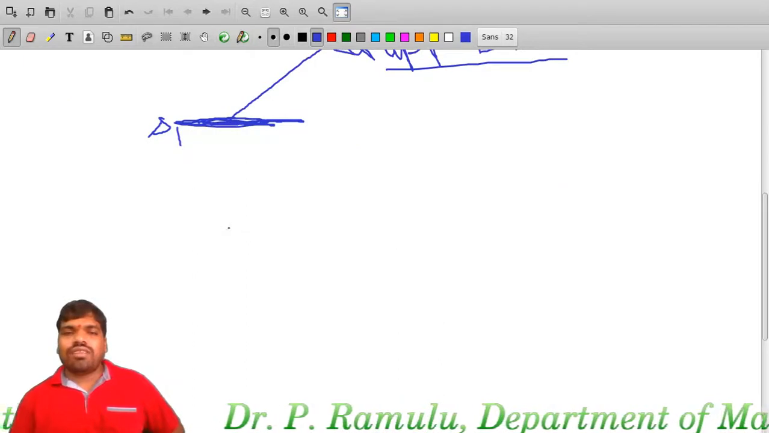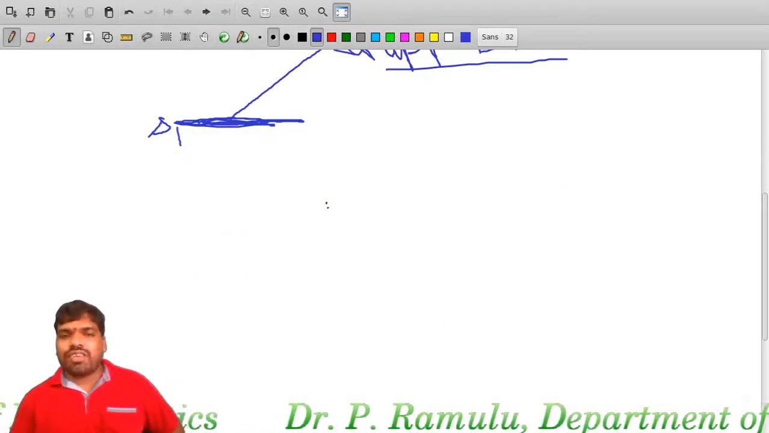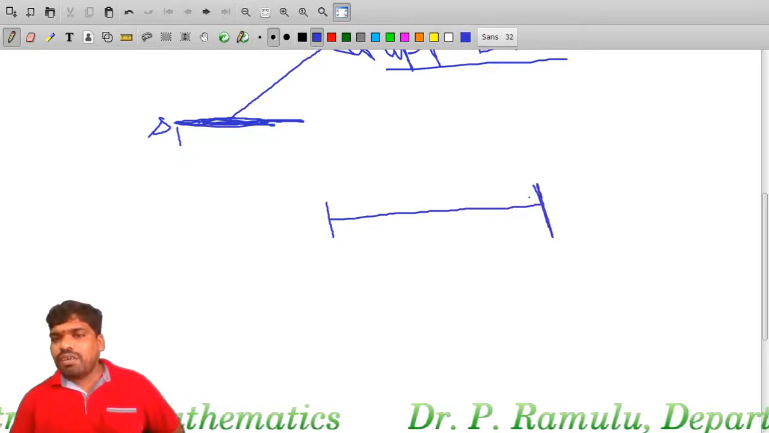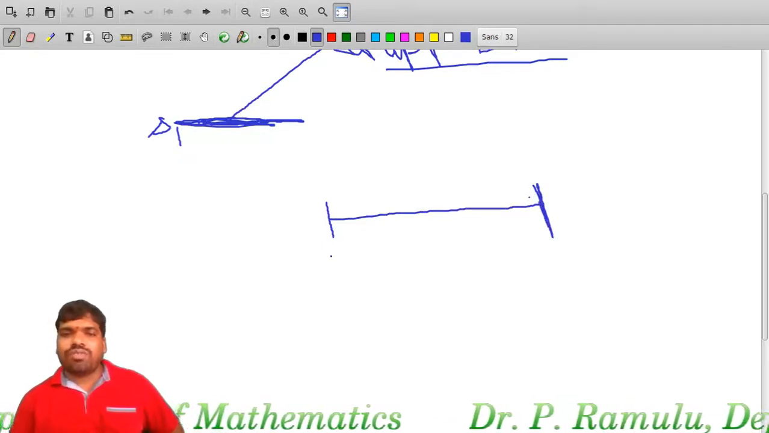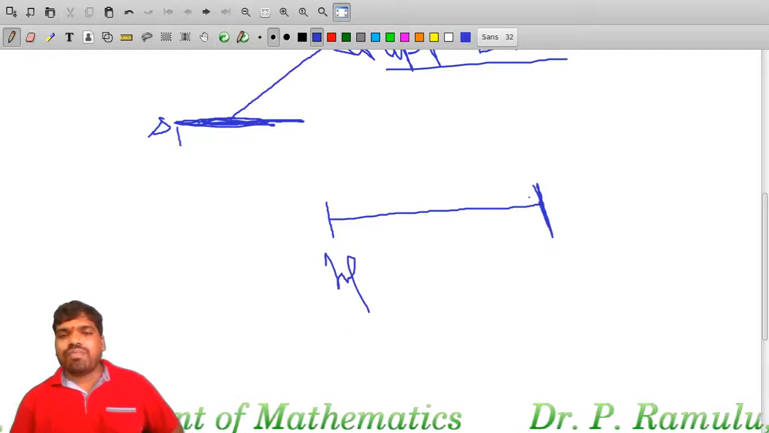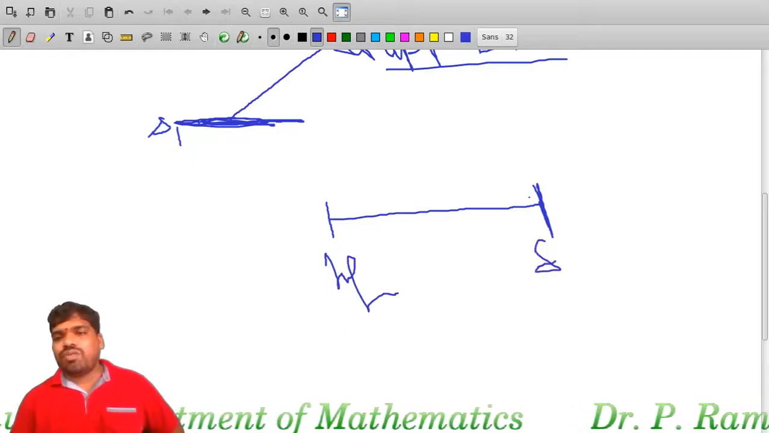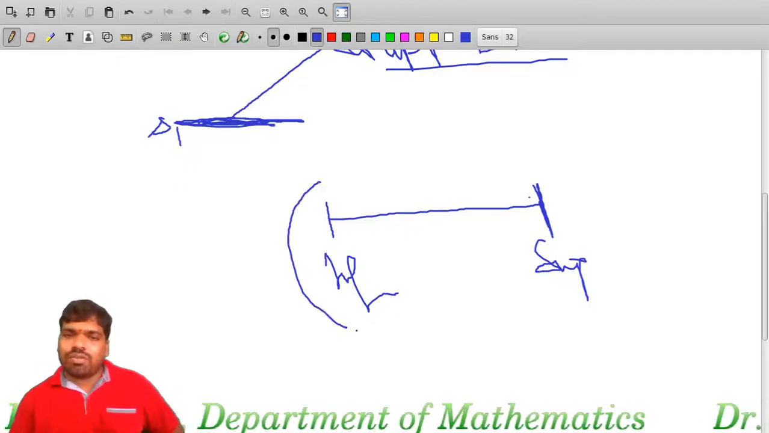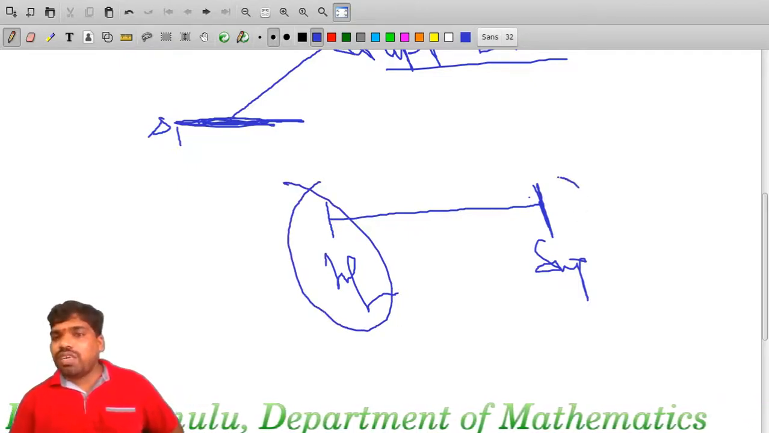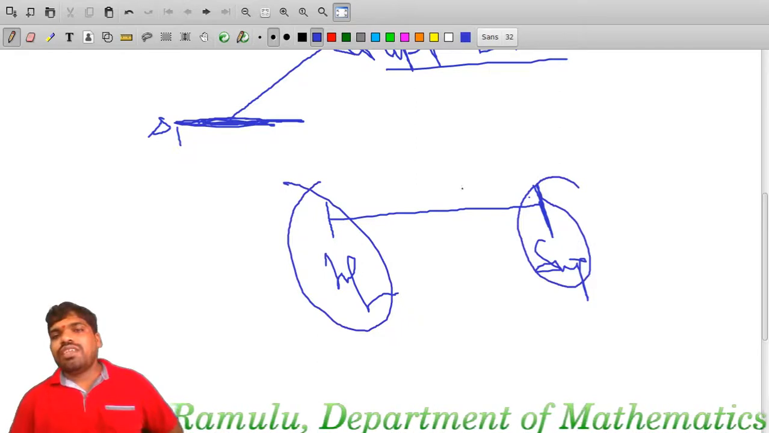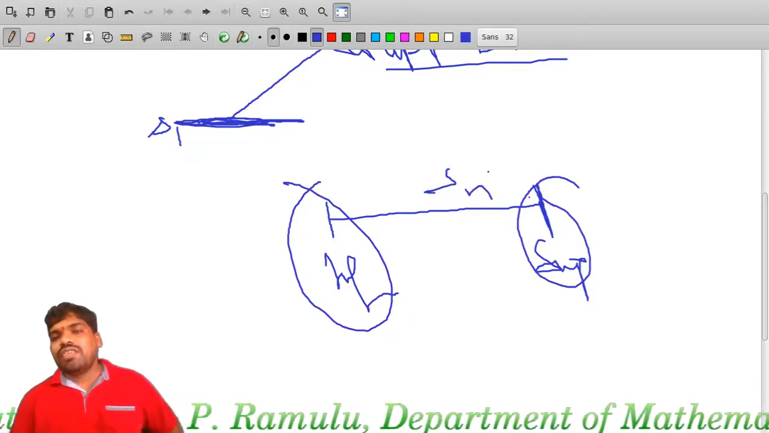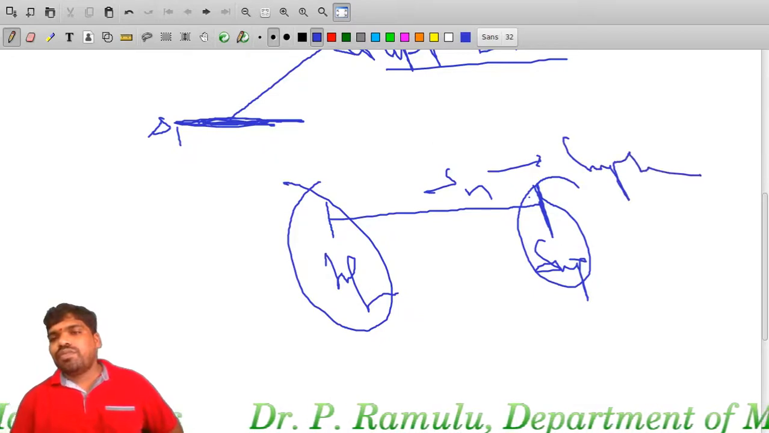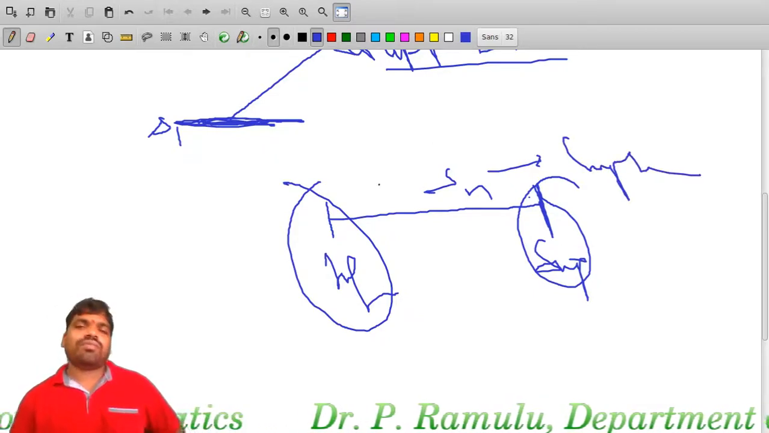You can say it another way also. Suppose my sequence starts here and increases, going like this. If it is bounded above, this is the lower bound, this is the infimum, this is the supremum. We already know an increasing sequence is bounded below. If it is bounded above, then Sn converges to sup Sn. That is, lim Sn equals sup Sn.